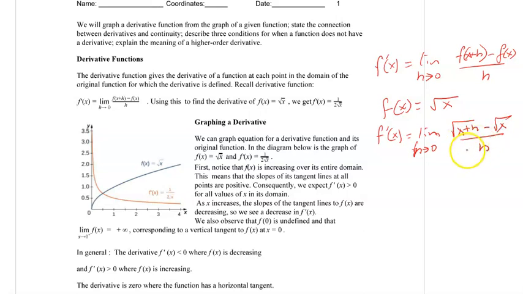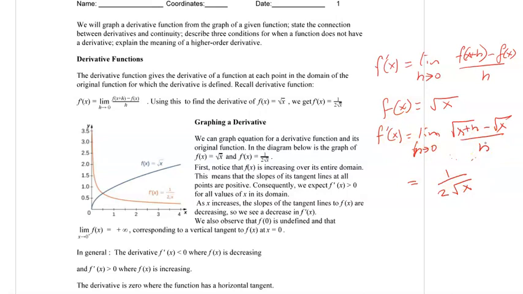And if we continue by multiplying by the conjugate and so on and so forth, and simplifying that all the way down, and then plugging in h equals 0 at an appropriate time, we'll end up with 1 over 2 radical x. So if you did all the work between here to the end, you should get your derivative function being 1 over 2 radical x.